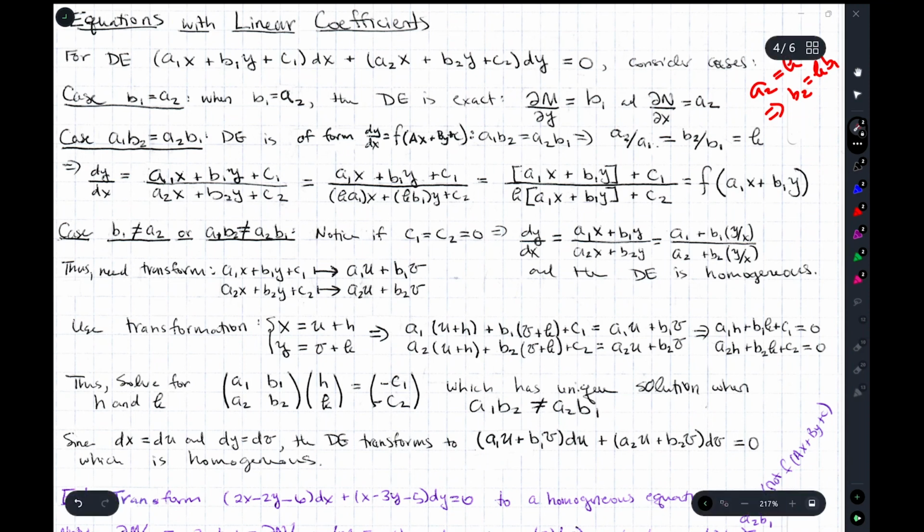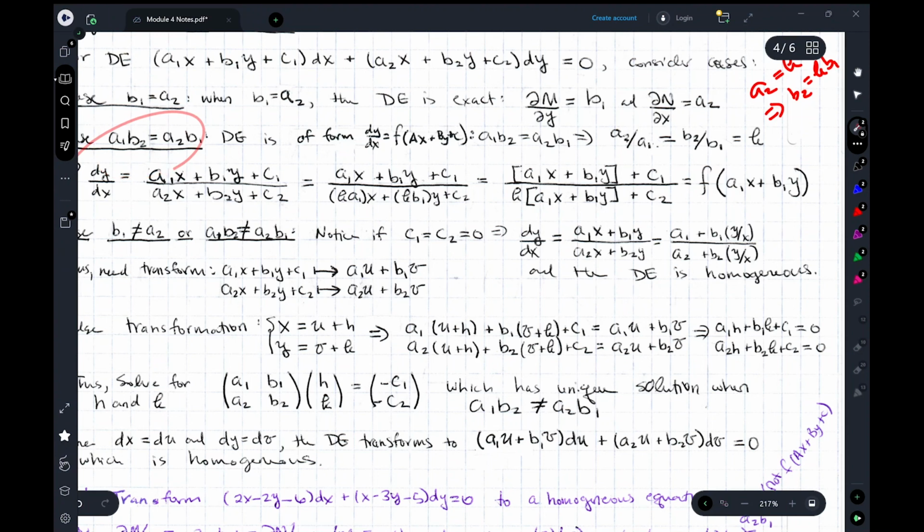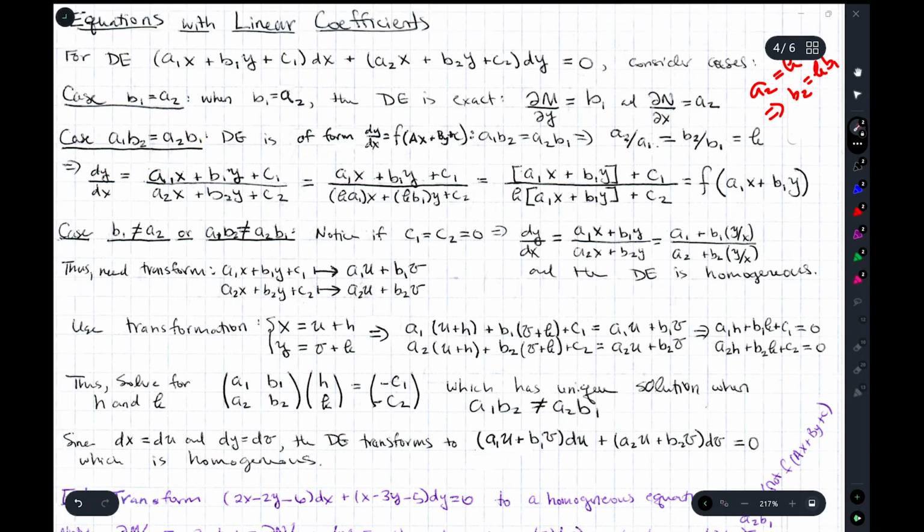Now, what if it's not exact, so you don't have that relation satisfied, and you can't solve it in the form that you have above? So the case where it's not exact and you can't put it as we've done in the case above. Well, notice that if C1 and C2 were both 0, just for the sake of argument, then the differential equation would look like this.